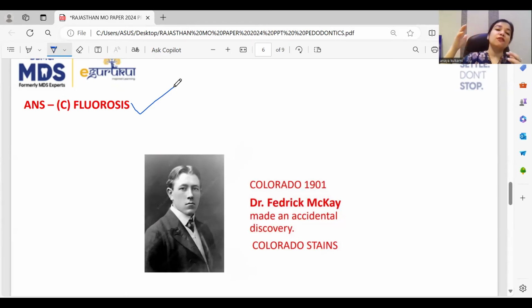So later, after further discovery, further studies, and analysis, it was discovered that the Colorado stains are actually fluorosis stains, and hence fluorosis was earlier named Colorado stains when it was first discovered by Dr. Frederick Mackay in the year 1901.